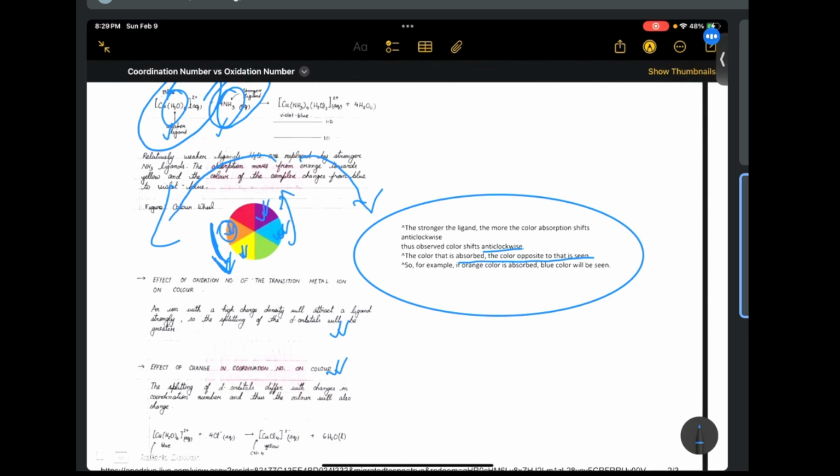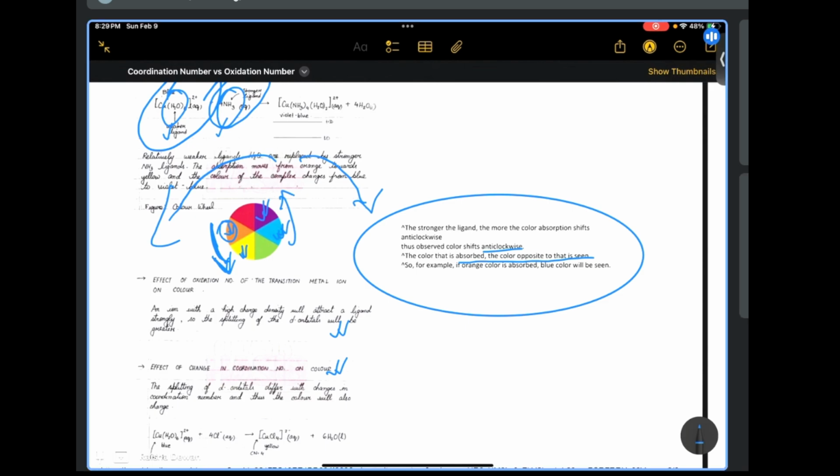If we replace H2O, it goes from orange to yellow. You don't need to memorize it like this from H2O to NH3. The thing is, if you replace a weaker ligand by a stronger ligand, it will shift anti-clockwise. So as it is shifting anti-clockwise in the absorption part, it will also shift anti-clockwise in the seen part as well. The color you will see.